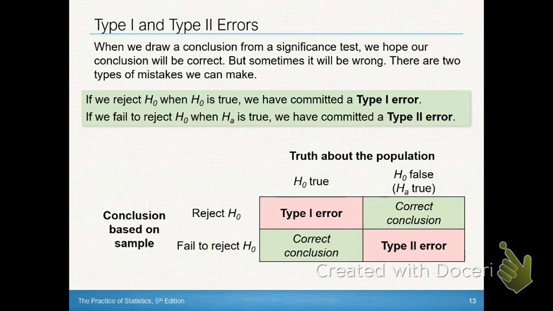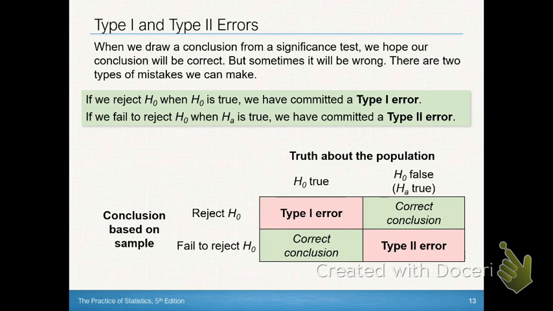This is just the exact same information given to you as a diagram. If the null is true and we fail to reject it, then we made the right decision. If the alternative is true and we reject the null, then that's good. We made the correct decision. But we also have these type 1 and type 2 errors.